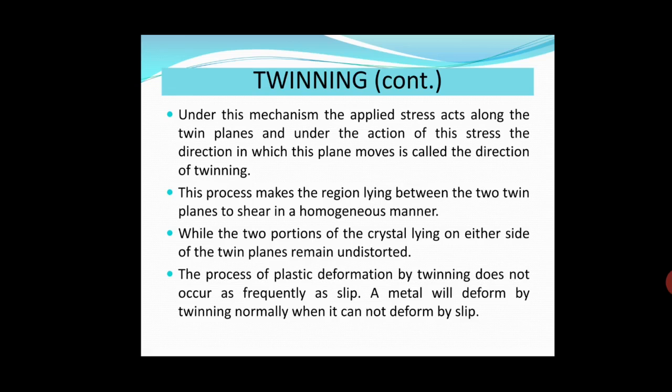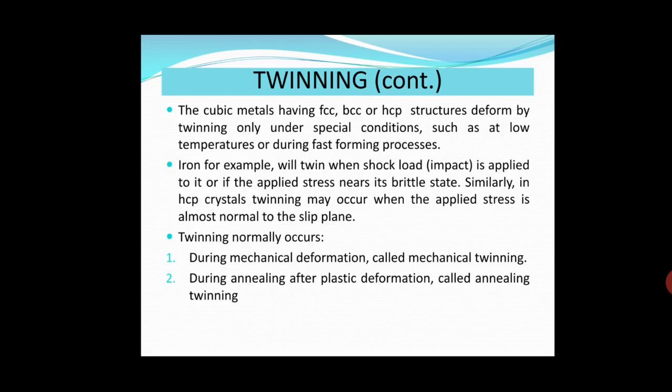A metal will deform by twinning normally when it cannot deform by slip. The cubic metals having FCC, BCC or HCP structures deform by twinning only under special condition, such as at low temperature or during fast forming process. If the process is very fast, then distortion occurs by twinning. Otherwise, the process is slip. The plastic deformation process is normally slip in case of cubic metals.